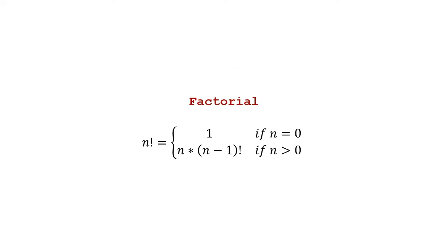The factorial function can also be expressed in this way. If n is equal to 0, factorial of n is equal to 1. If n is larger than 0, factorial of n is equal to n times factorial of n minus 1.